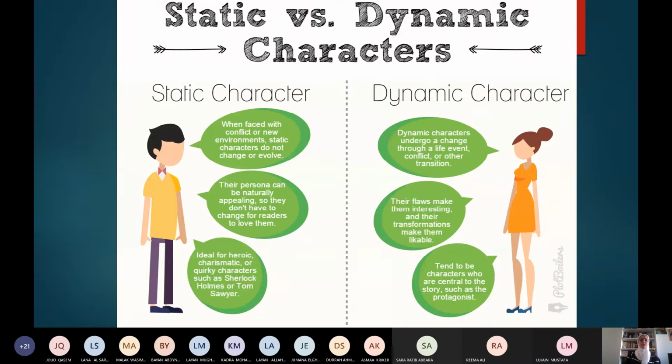So we have a static character and we have a dynamic character. A dynamic character can be the antagonist, the bad guy who becomes a good guy at the end, and can be the protagonist himself, if he is facing a problem and this problem will change him. For example, if she has a bad relationship with her parents, and then at the end of the story, she becomes good with them.